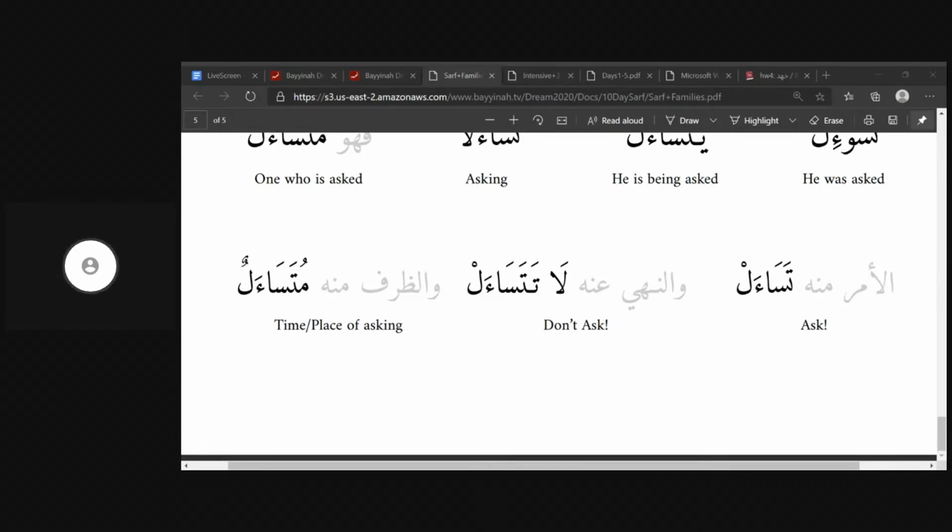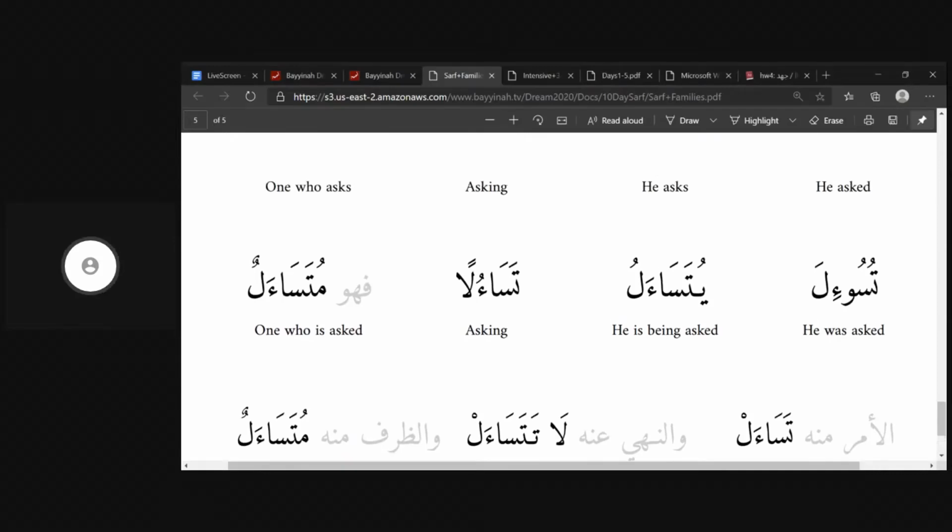The difference between ism maf'ul, passive past tense, and passive present tense. Okay, so this is passive past tense. Passive past tense, the key thing to remember here, the word that we're talking about is a fi'l. Passive present tense, the word will also be a fi'l. But for ism maf'ul, the word is an ism, right? Ism maf'ul. So passive past and present are fi'ls, ism maf'ul is an ism.